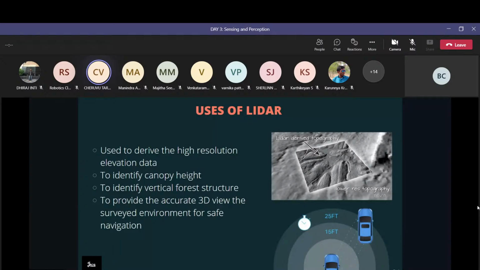Next, to provide a 3D view when you're driving inside cars. Probably in future, you can expect cars using this LiDAR technology as soon as possible. They'll emit the radiations. You can even Google it, or you can even go to YouTube.